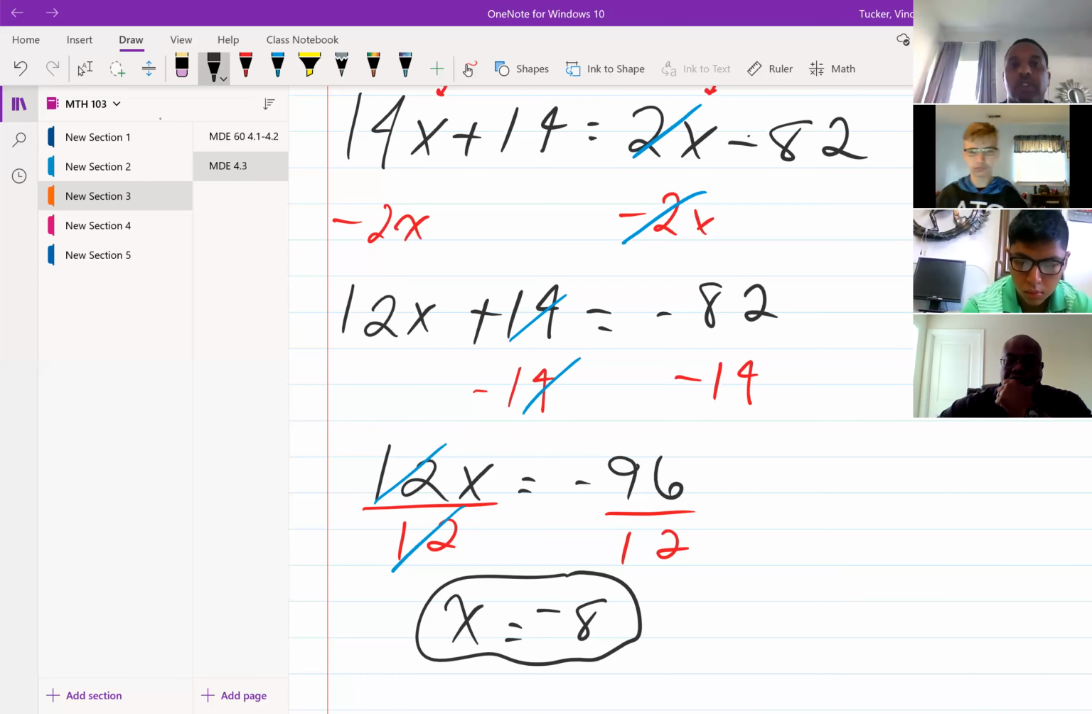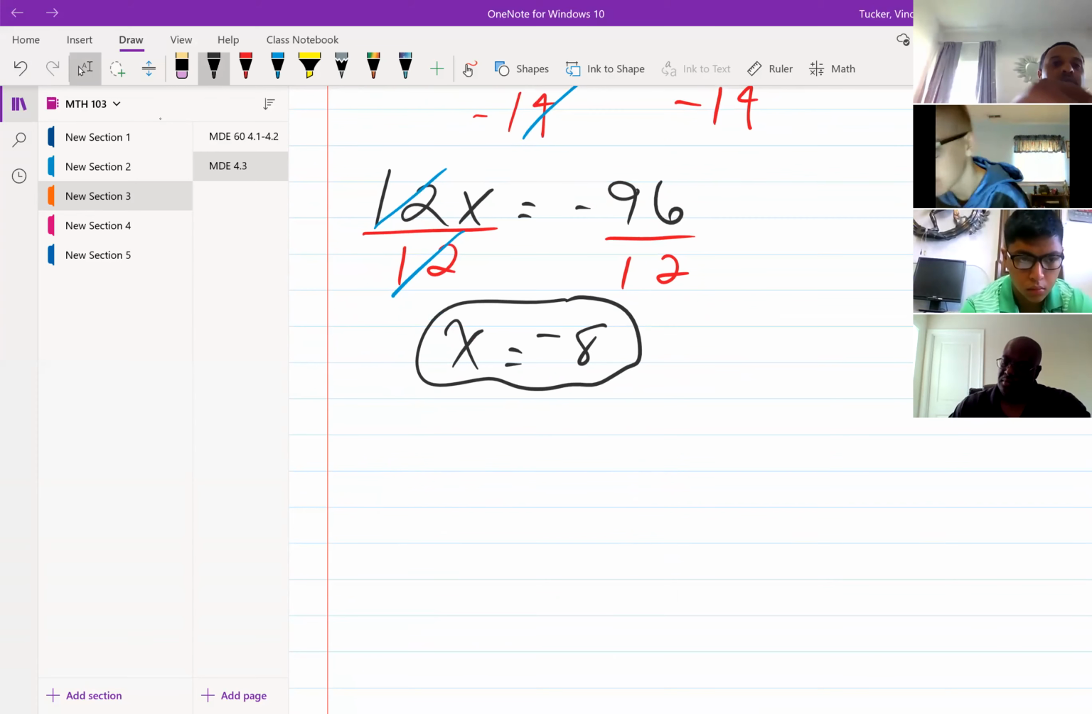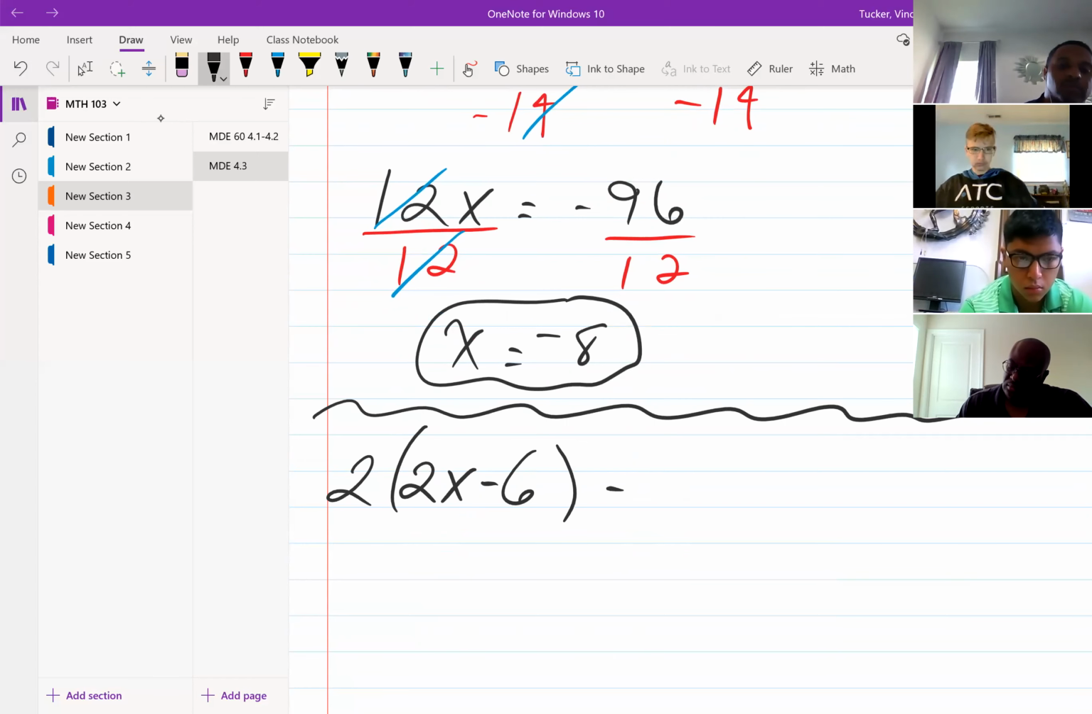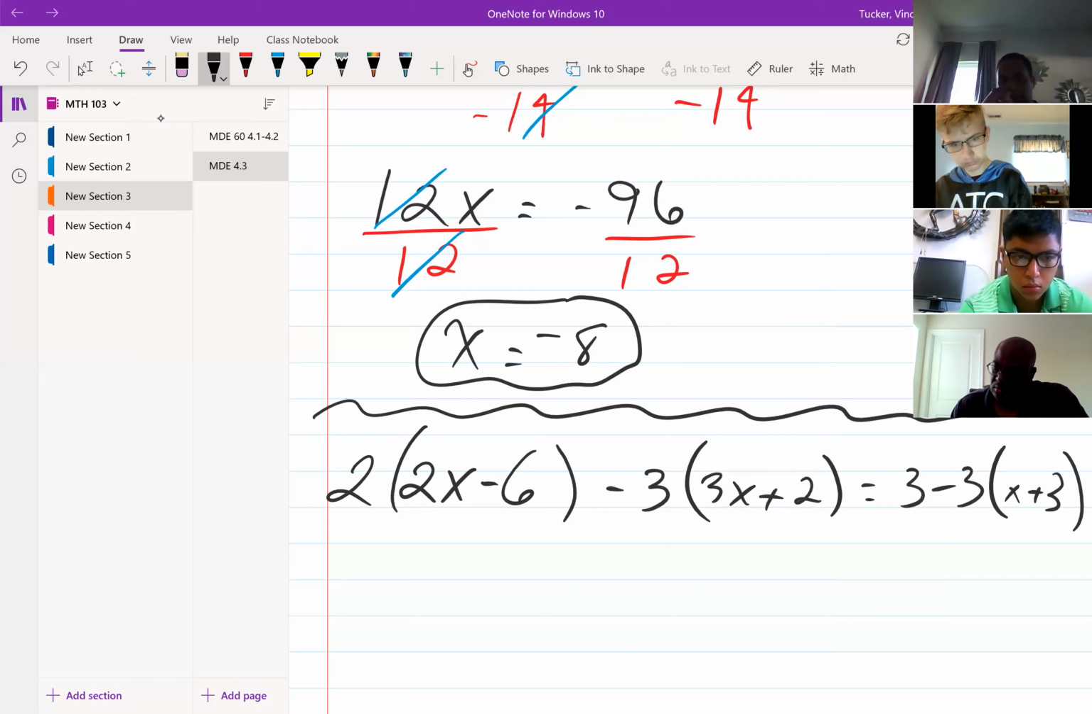All right. Questions on that one before we look at another one? All right, so here we have 2 times 2x minus 6 minus 3 times 3x plus 2 equal to 3 minus 3 times x plus 3.